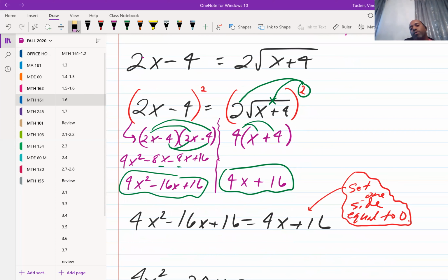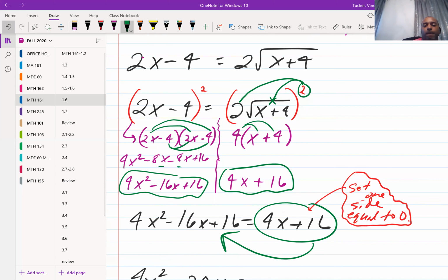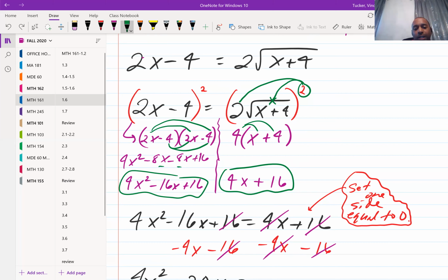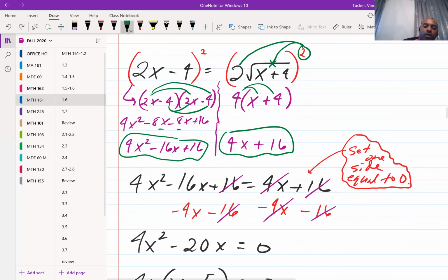And you see here in the red, you want to set one side equal to 0 so we can move forward in our solving process. So that means everything over here I want to send to the left side. So I will subtract 4x and subtract 16 from both sides of the equation. My result will be 4x squared minus 20x equal to 0.